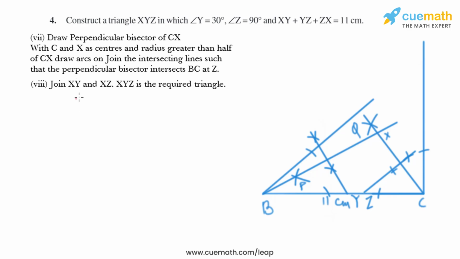Now in the next step, we just have to join XY and XZ. We'll get XYZ as the required triangle. So let's join XY and XZ. So we have got XYZ as the required triangle.